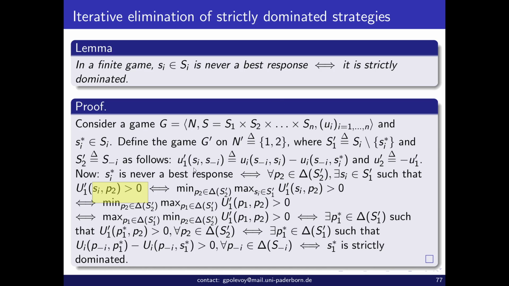Now, this is equivalent to saying that for any pure strategy of player 2, there is something which gives us U1 prime positive. We started with the pure strategies in the game G prime. Now, let me just make a remark about the previous step. We spoke about any mix, so it's never a best response for any mix.